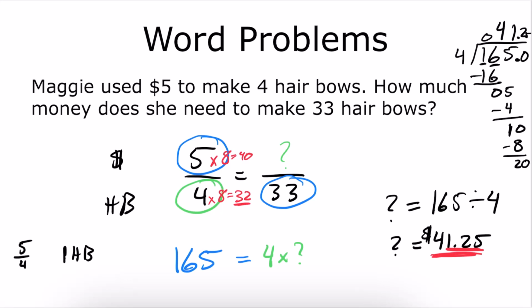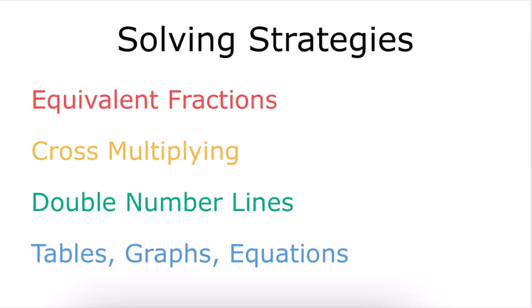So there's lots of different ways to solve proportional word problems. So we talked about how you can use equivalent fractions, cross multiplying, and in our future videos, we'll talk about how you can also use double number lines, tables, graphs, and equations.